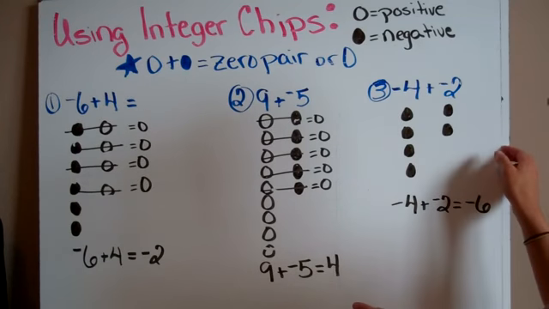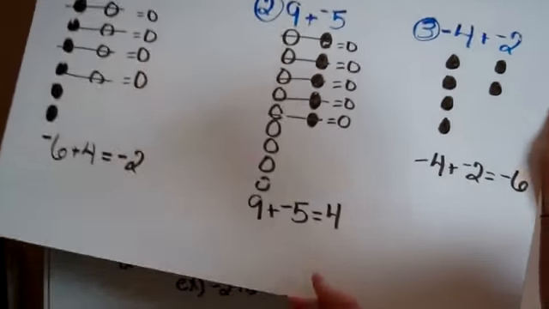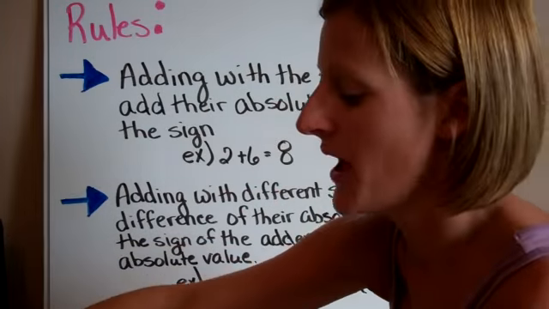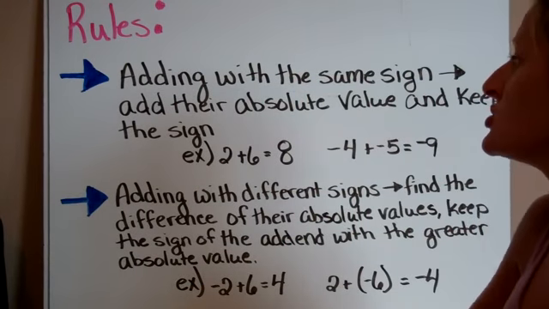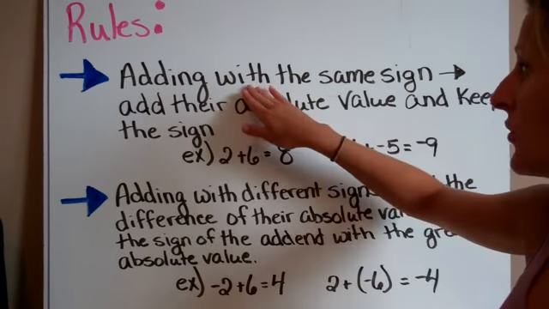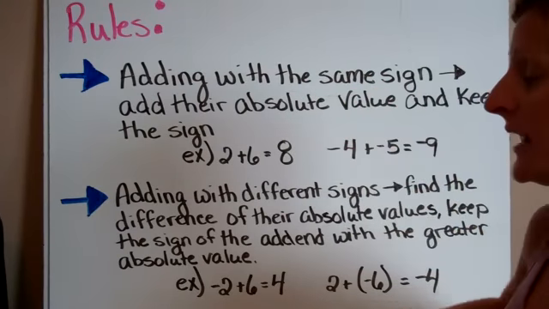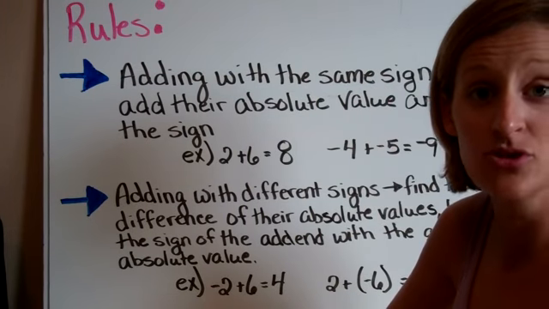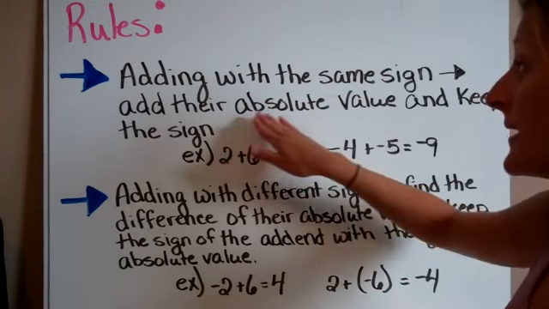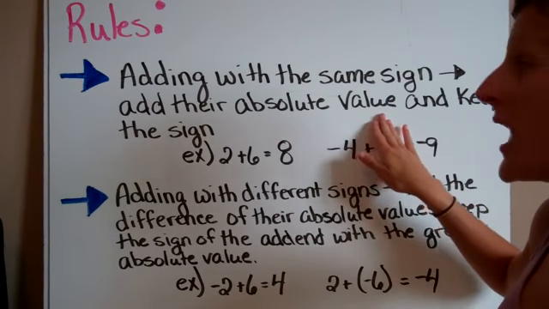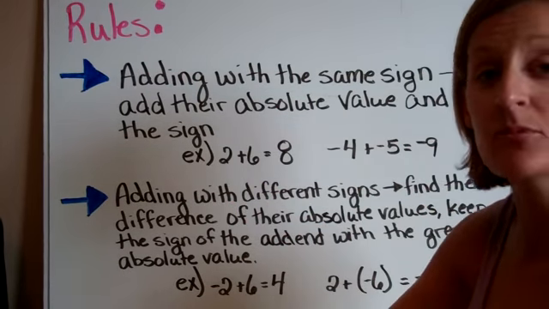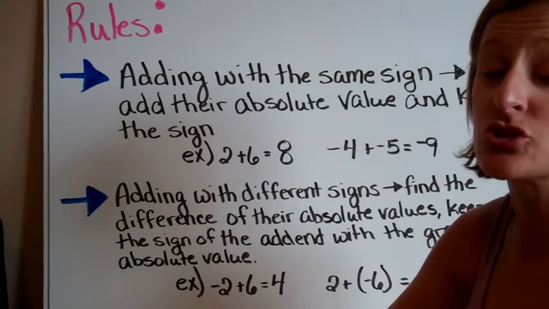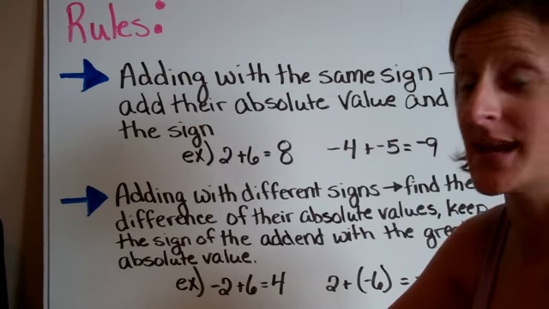Now let's look at some rules that we can come up with from our 2 examples of how to add integers together. When we're adding with the same sign, meaning 2 positive numbers or 2 negative numbers, I'm going to add their absolute values, and then I'm going to keep the sign. So if it was 2 positive numbers, they're going to be positive. If it's 2 negative numbers, the answer is going to be negative.